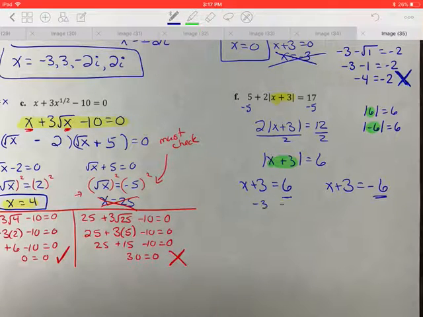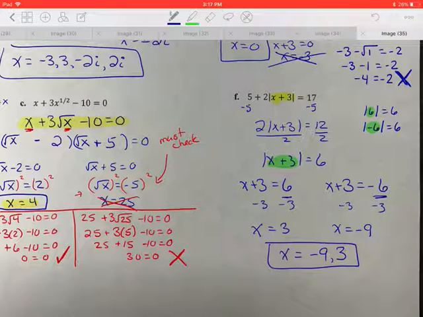All right, so I'm going to solve the first one, and I get x equals 3. Solve the second one, and I get x equals -9. Now you can check those, you can plug them back in, and they will both make your equation true. So that would be answers of -9 and +3.